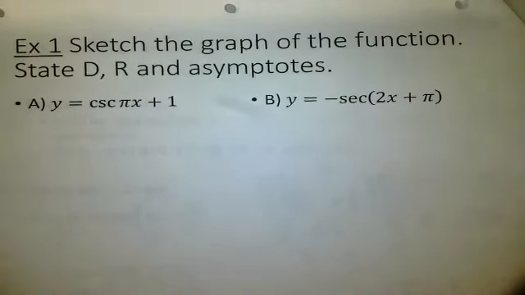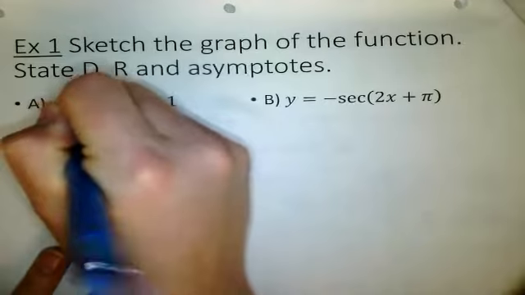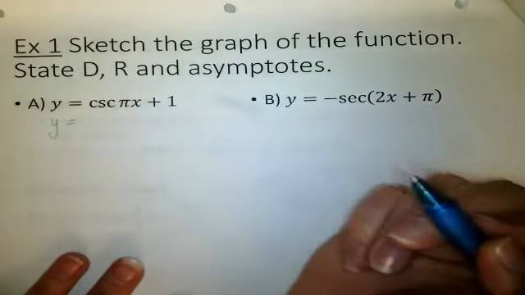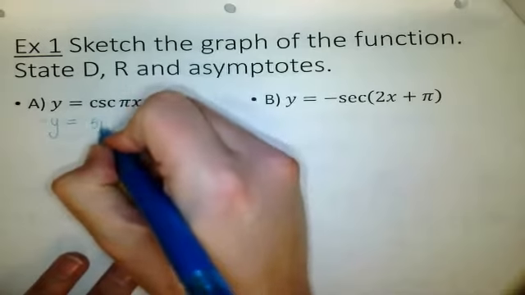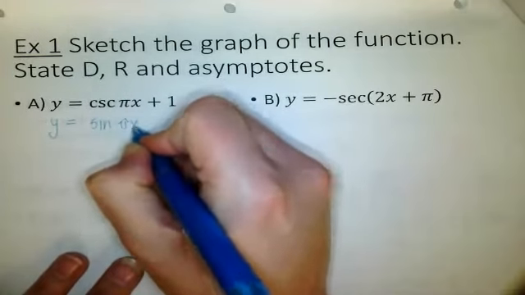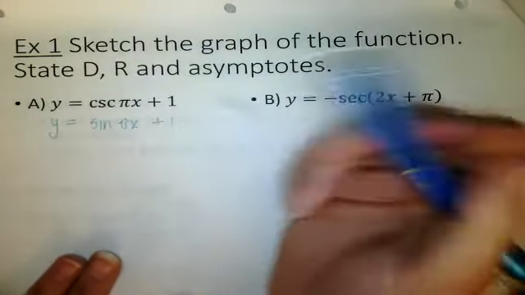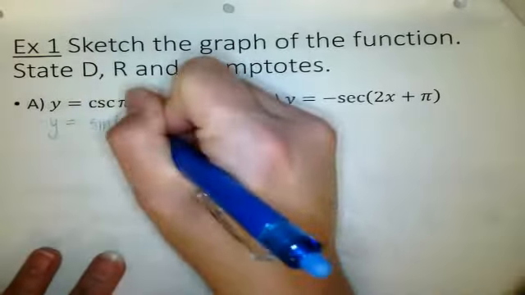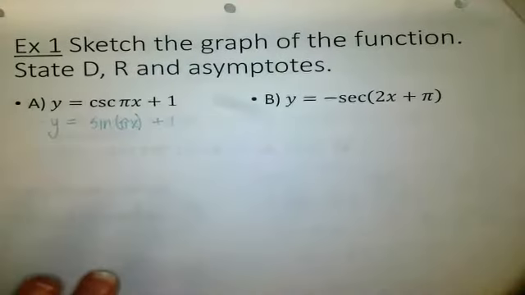So what I'm going to do is use light blue and graph our reciprocal function. I'm actually going to graph not cosecant, but what is its reciprocal? Sine of pi x plus 1. What's inside the function with x? Pi, just pi. Not the 1. All right, in case we weren't very clear on that.